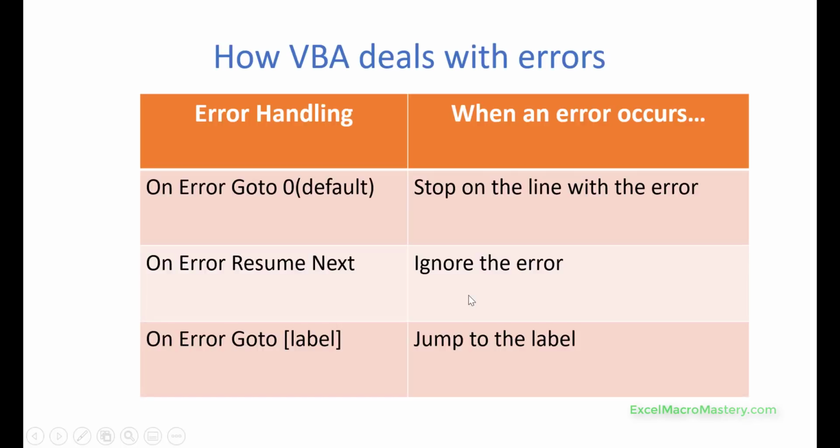So let's recap on these three items and then we'll look at them in turn. The default is On Error GoTo 0, and this will stop on the line with the error. The next one is On Error Resume Next, and this will ignore the error. And the third one is On Error GoTo a specified label, and this will jump to the label when there is an error. So let's look at these and see why exactly we use them.